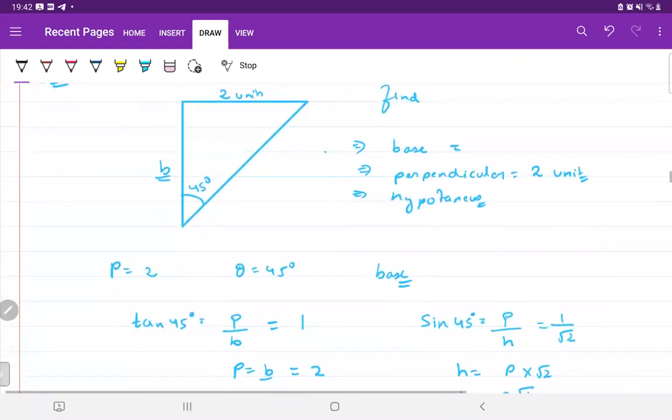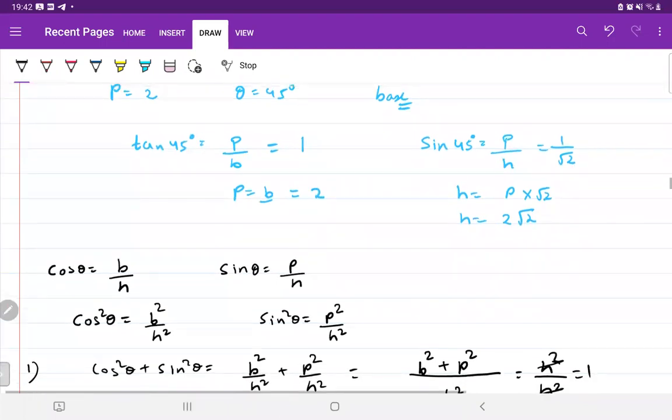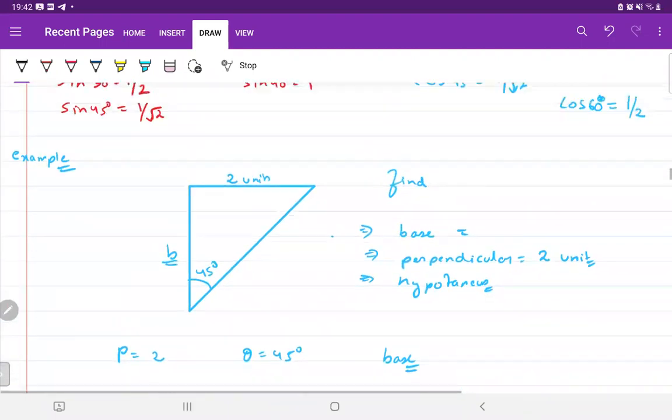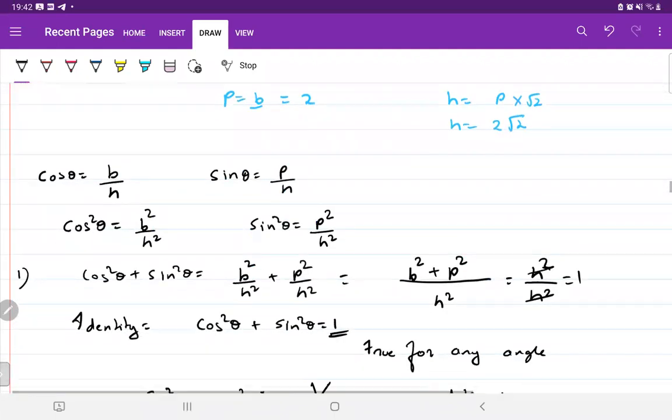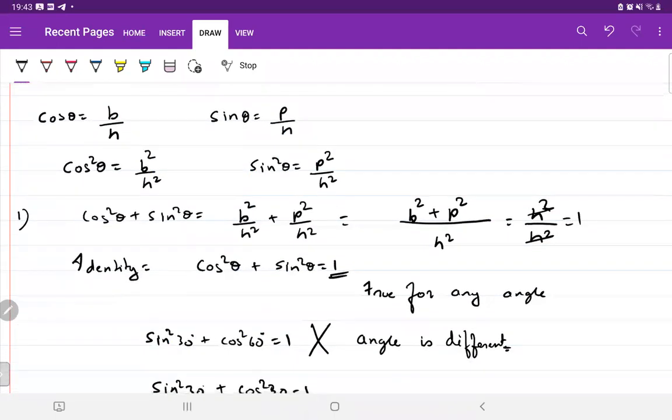So these are the first two concepts. We will discuss the problems later, but these are the first two concepts. Sir, there was one more identity, right, sir? Wait. Cos square theta plus sin square theta is equal to 1 for any angle. Got it. So that we are going to do next. So the next concept was the basic identity.